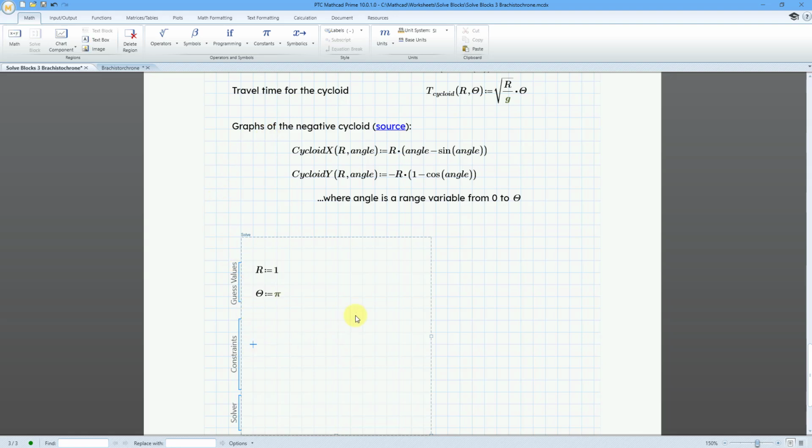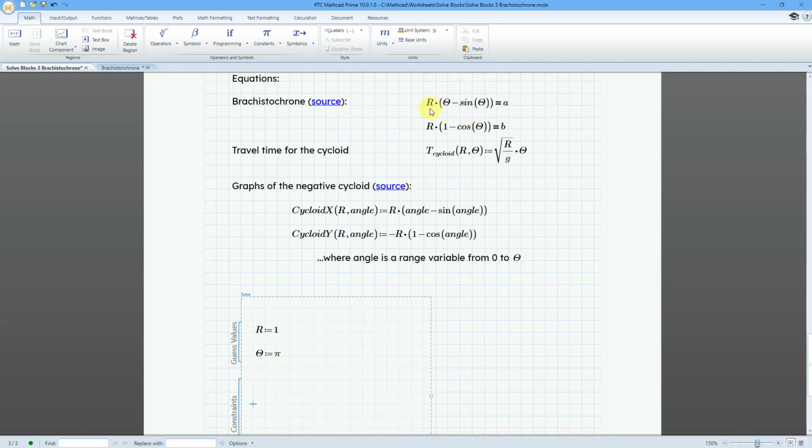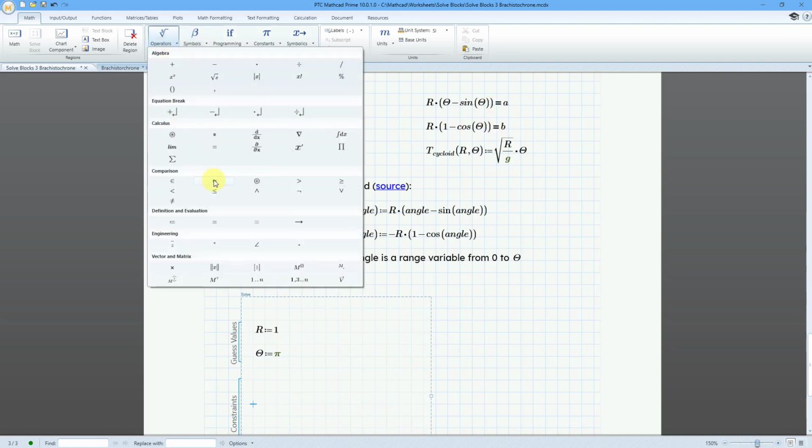Now for our constraints, well, our constraints are going to be these equations here. R times, in parentheses, theta minus sine of theta is equal to A, and R times 1 minus cosine of theta is equal to B. Now, when you're writing your constraints, like I mentioned in the other two videos, this is not the definition equals, this is not the evaluation equals, this is the comparison equals, which is the control and the equal sign.